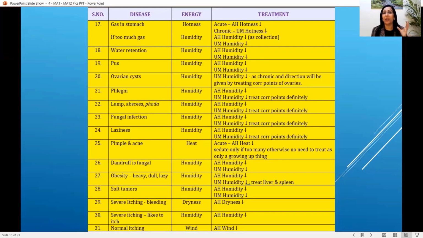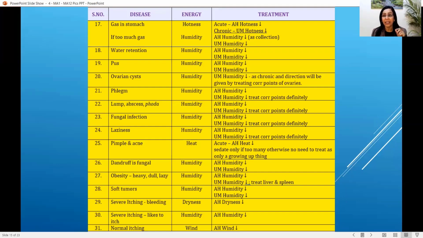Phlegm. Now, phlegm is also a collection, expectoration, like you call it. So that also is the same thing, humidity sedation, and treat correspondence points, definitely. Then any kinds of lumps or abscesses or boils, fodas are boils, which are not very hard, they seem like filled with water or something. They're soft. They all can be treated by humidity sedation. If they are acute, it is stomach meridian sedation, and humidity sedation, which is the spleen and pancreas meridian sedation.